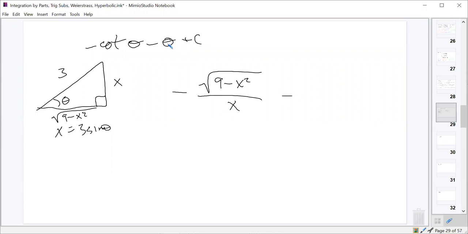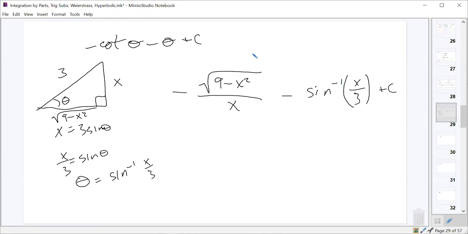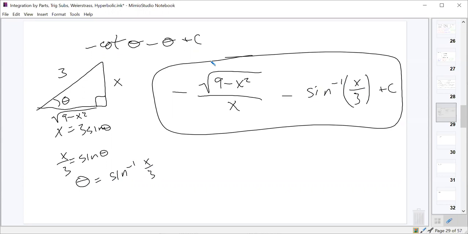And then minus theta, well, if x is 3 sine theta, x over 3 is sine theta. And what's theta equal to? The inverse sine of x over 3. And then plus our constant. Everybody good with that or no? Any issues there? Any problems with that?